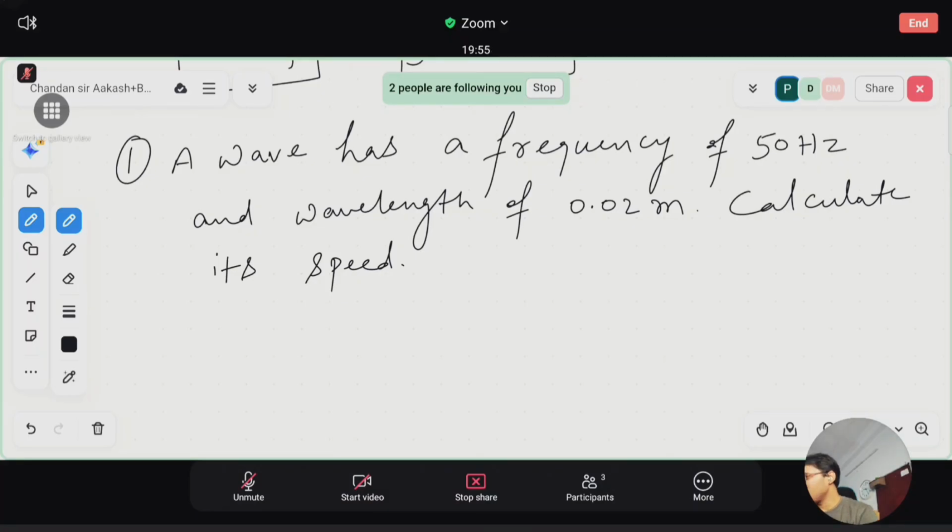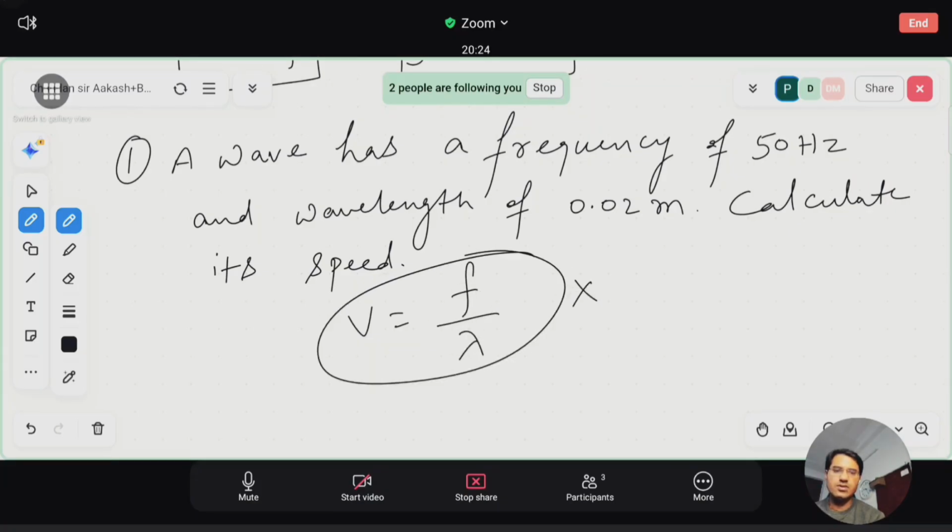A wave has a frequency and wavelength given, calculate speed. Would it be frequency over wavelength? Frequency is given as 50 hertz. Wavelength is given as 0.02 meters. Would the speed be frequency over wavelength? Speed is equal to frequency over wavelength, you are saying. But this is not the formula we just did. It's frequency times wavelength. Yes, my bad. Speed is equal to wavelength and frequency. We need to multiply them. Tell me the answer. The answer is 1.